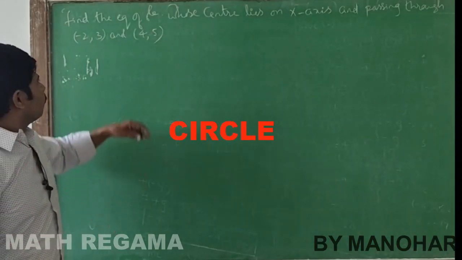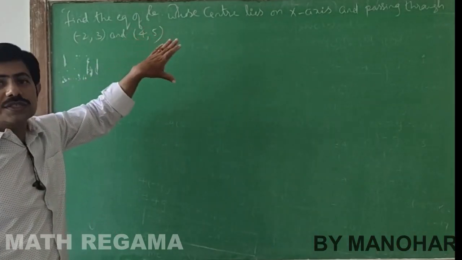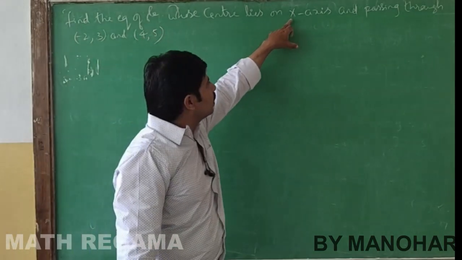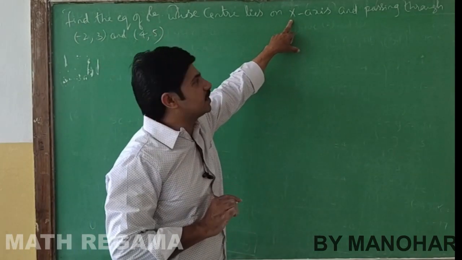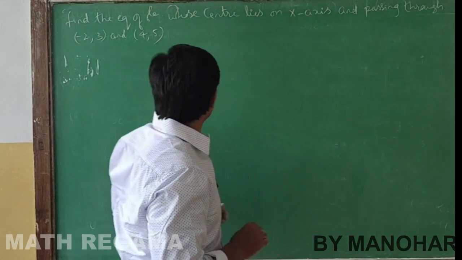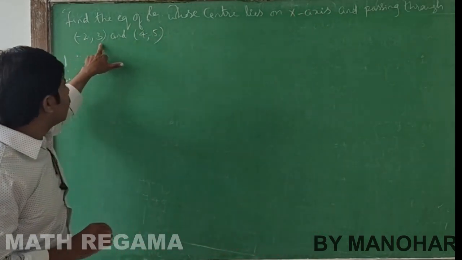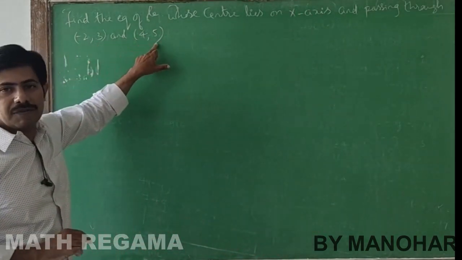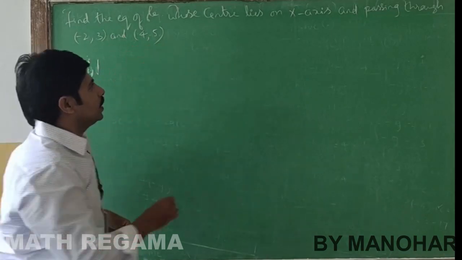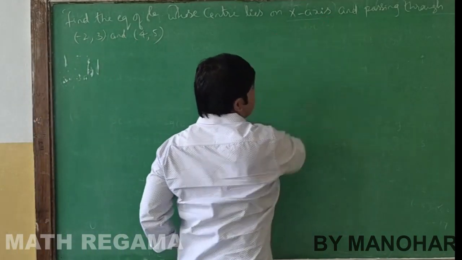Next question. Find the equation of circle whose center lies on x-axis and passing through the points (-2, 3) and (4, 5). So here the important thing is center lies on x-axis.